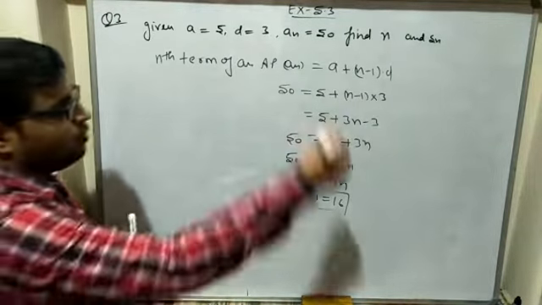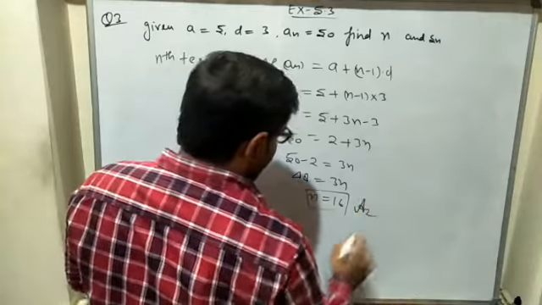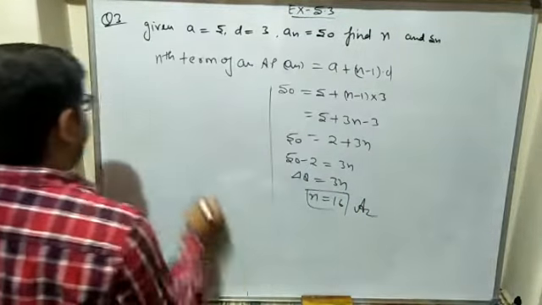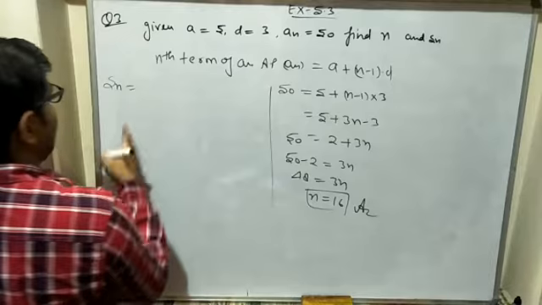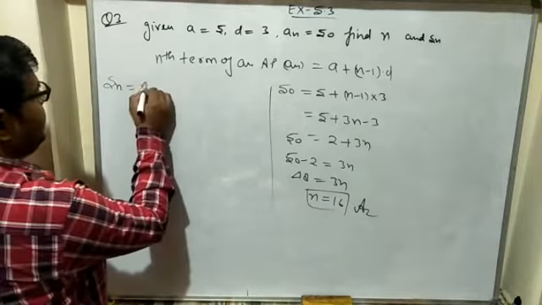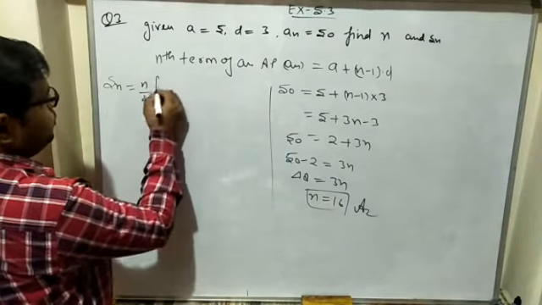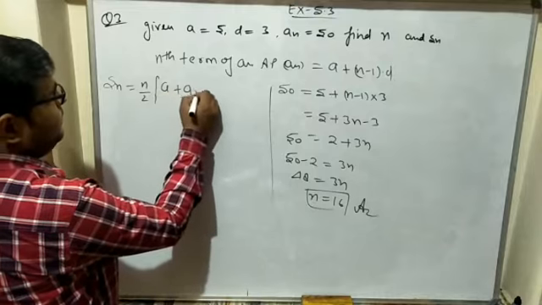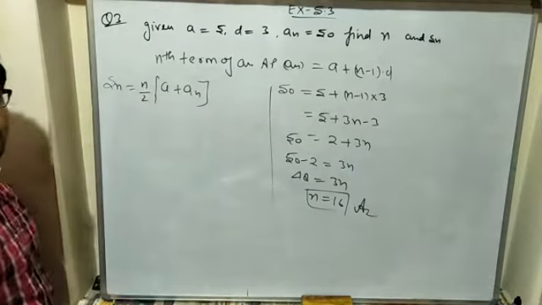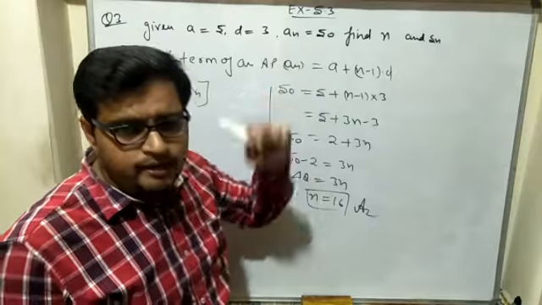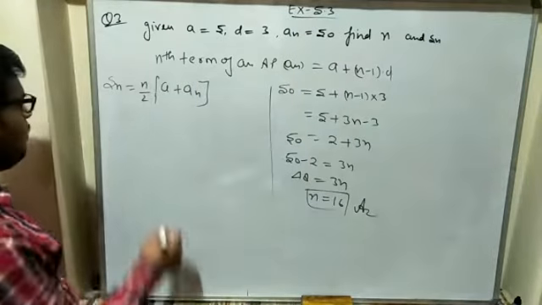Okay, so we are getting the value of n. Now we can find the Sn by formula. The sum of n terms of an AP is Sn = n/2 (a + an). Why am I applying this formula? We just observe that we have a and an, so we can apply this formula.